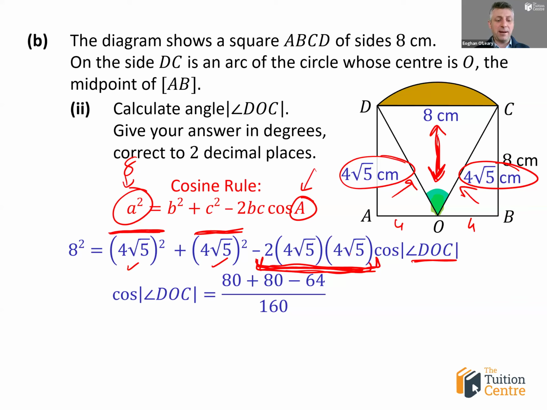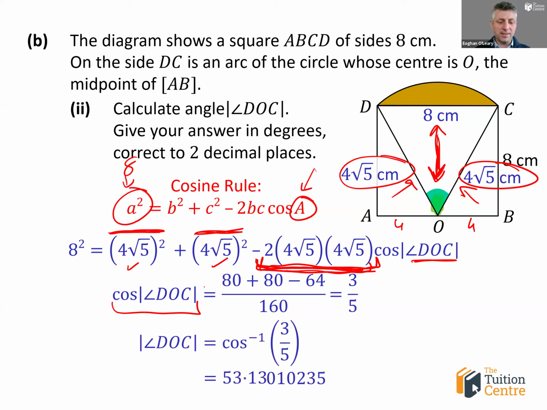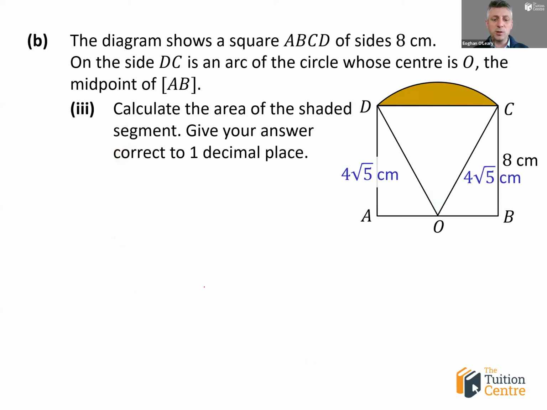So instead, when we isolate the cos of the angle, we're going to have 80 plus 80 minus 64 over 160. So we're going to have 3 over 5. We're going to get the inverse cos of 3 over 5. We were in radians earlier, we're back in degrees now, and it says correct to 2 decimal places. So you want to get that right for 10 marks. And in reality, a pretty easy 15 marks there for part B, 1 and 2.